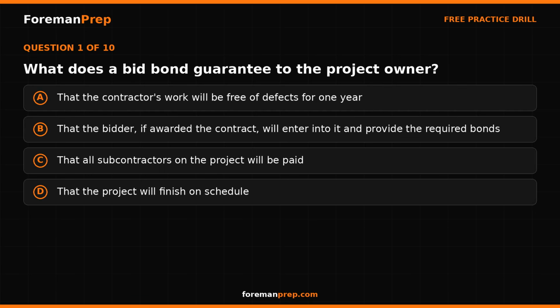What does a bid bond guarantee to the project owner? Option A, that the contractor's work will be free of defects for 1 year. Option B, that the bidder, if awarded the contract, will enter into it and provide the required bonds. Option C, that all subcontractors on the project will be paid. Option D, that the project will finish on schedule.